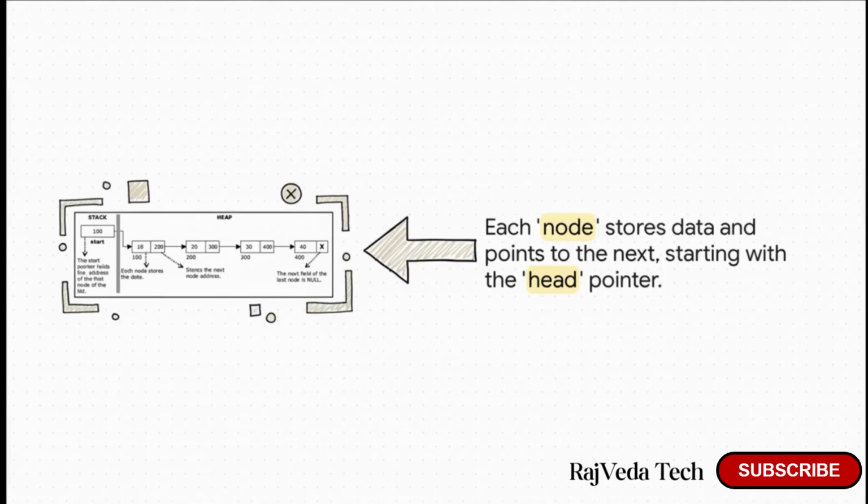Okay, so before we start adding things, let's do a quick refresher on the layout. It all starts with the head pointer. This guy doesn't hold data, it just holds the address of the very first node. Each node itself has two parts, the data we care about, and a next pointer that points to the next node in the line. And the very last node, its next pointer just points to null, which is our signal for the end of the line.